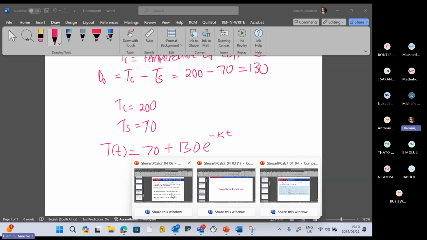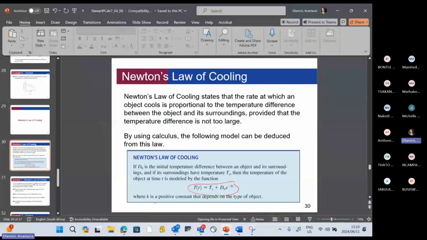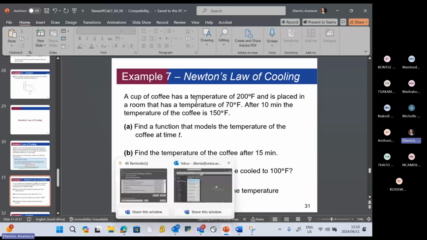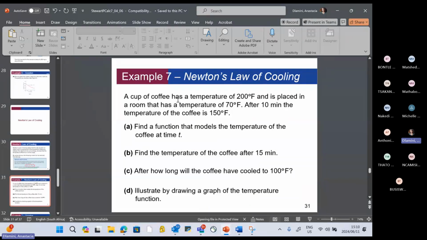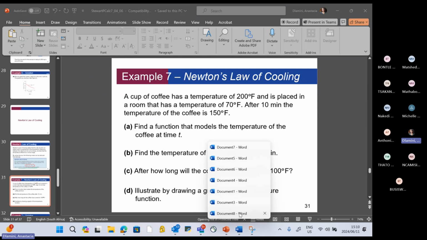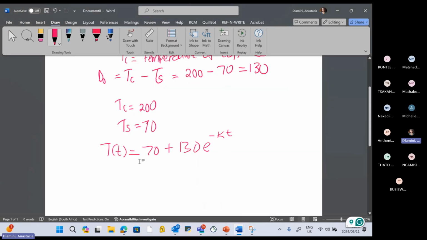And they say where K is a positive constant that depends on the type of object. Look at this, there's an additional statement that can help us to find K, because here we want to find a function that models the temperature of the coffee at time t. And this cannot be the function because now this is a function of K and t, and we want it to be only a function of t, meaning that we also have to go and find the value of K.